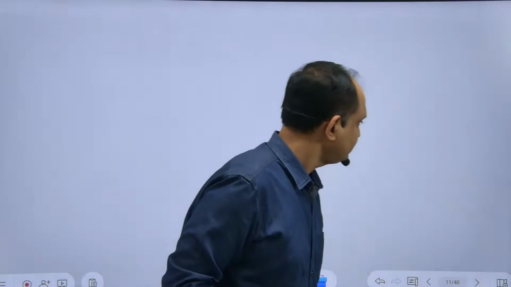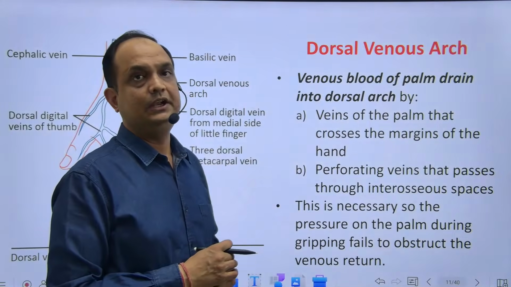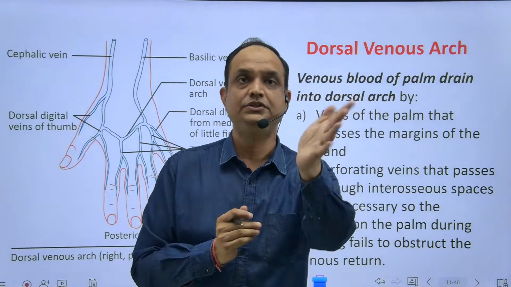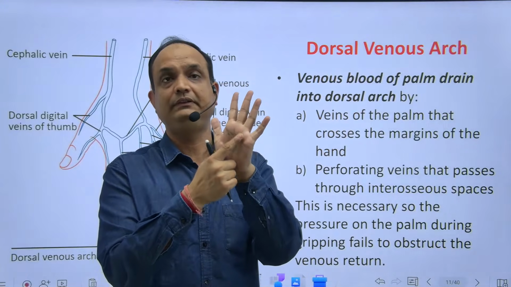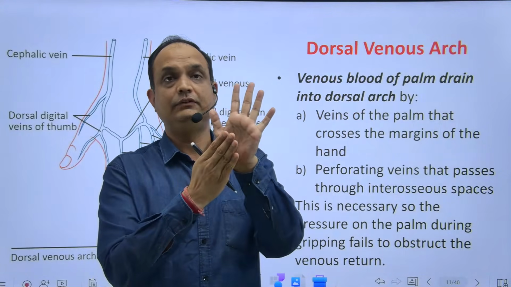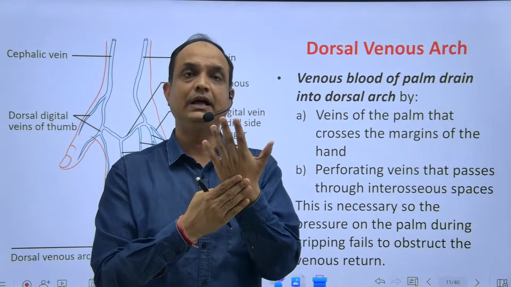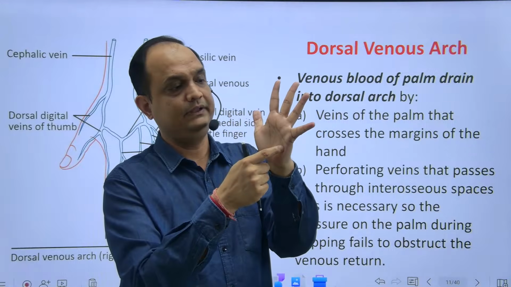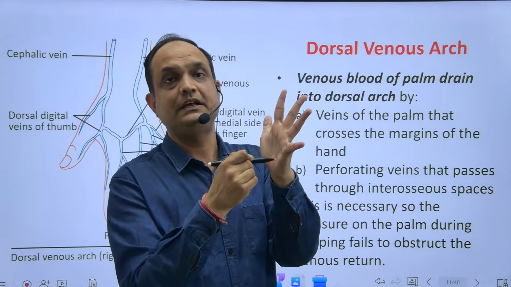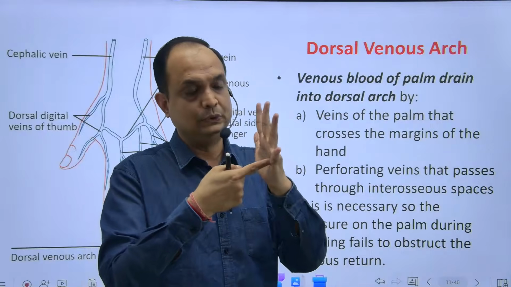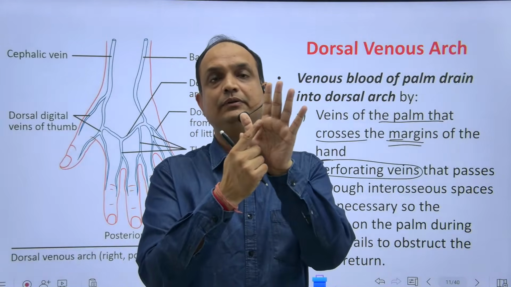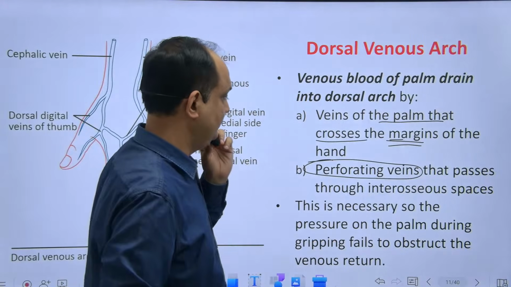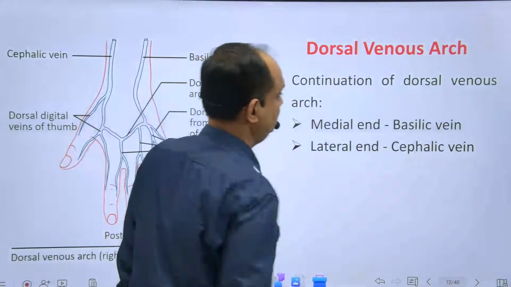Clear? Now the dorsal venous arch also receives blood from the palmar surface. I already told you in the initial part of this class that the palmar surface does not have a venous arch. The blood of this surface will go dorsally. Why? Because it is a pressure area. So there are perforating veins. Between the metacarpals there are spaces known as interosseous spaces, and through those spaces the blood of your palmar surface goes into the dorsal aspect of your palm. So this is the important thing to understand.